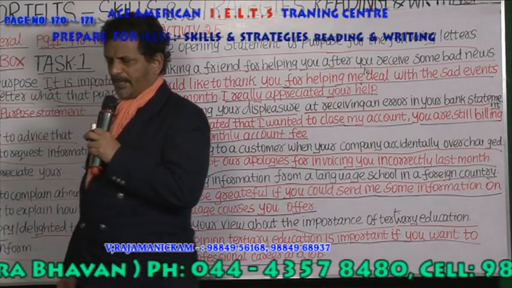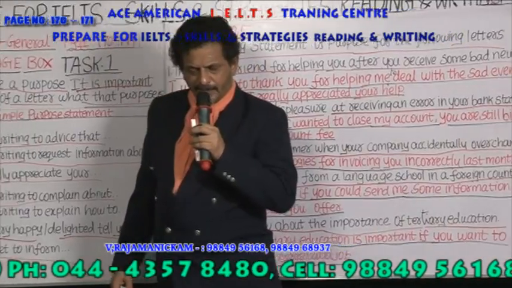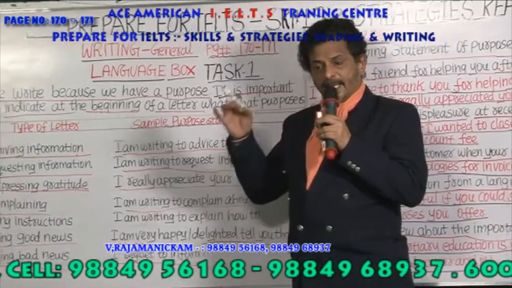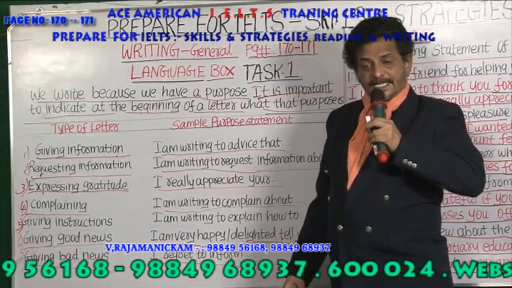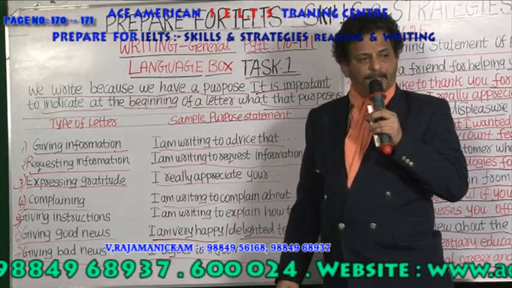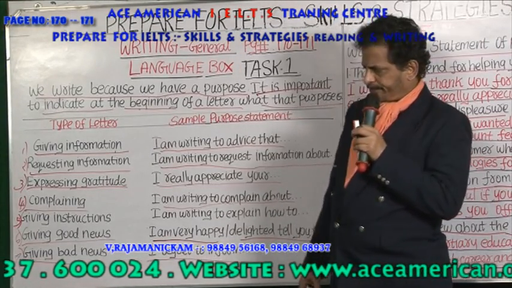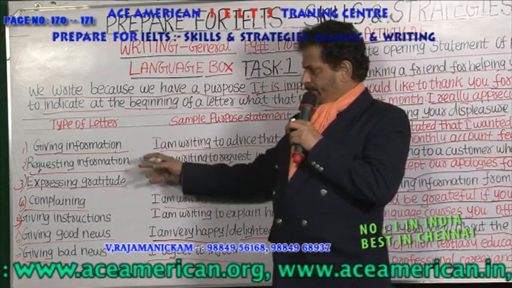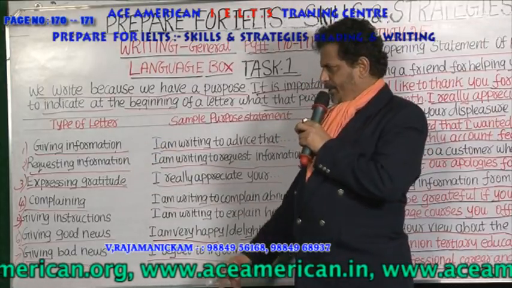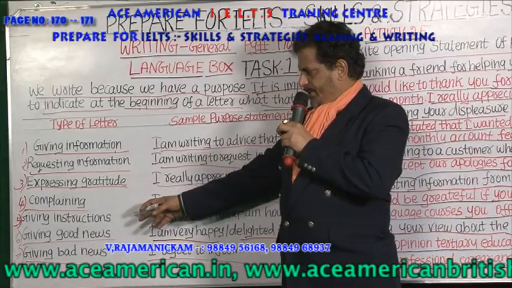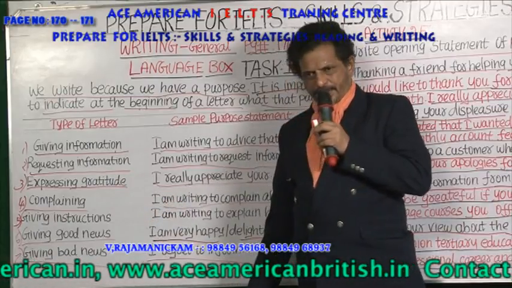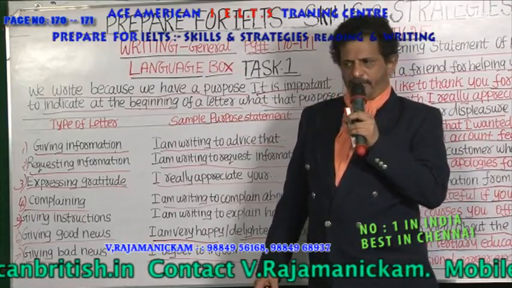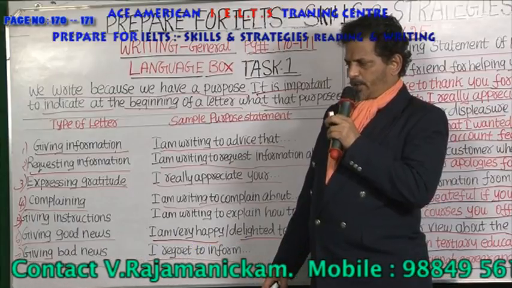So my dear friends, very simple. Various types of letters are there. Whenever you write a letter, in the beginning of the letter, state exactly what is the purpose of writing the letter. We have 7 types of letters: giving information, requesting information, expressing gratitude, complaining, giving instructions, giving good news, giving bad news. So whenever these types of letters come, at the beginning of the letter you state the reason for writing the letter. This is what we have seen here.